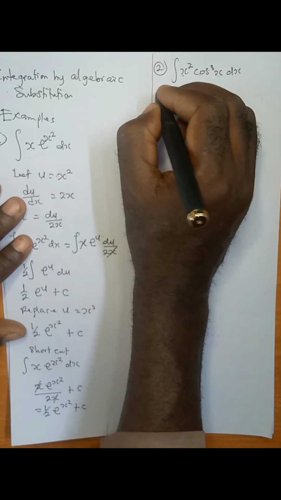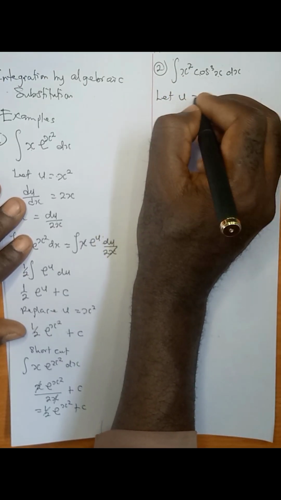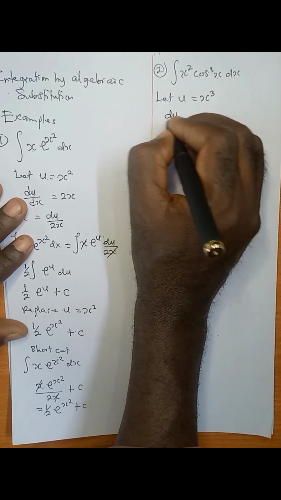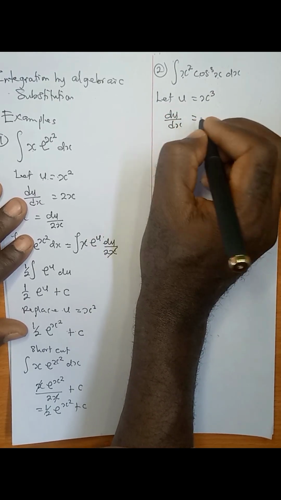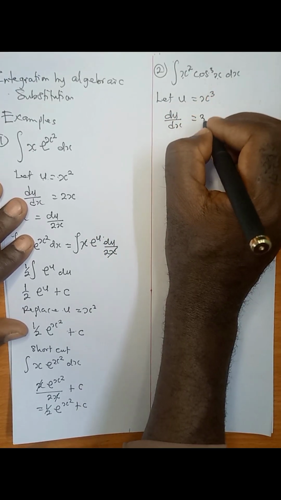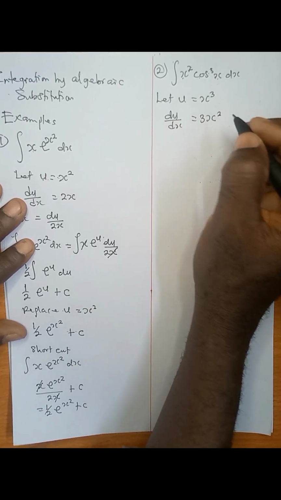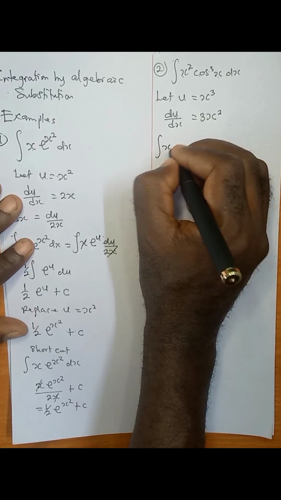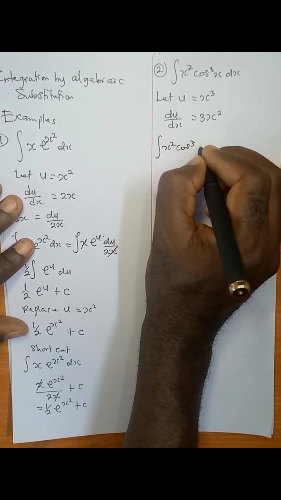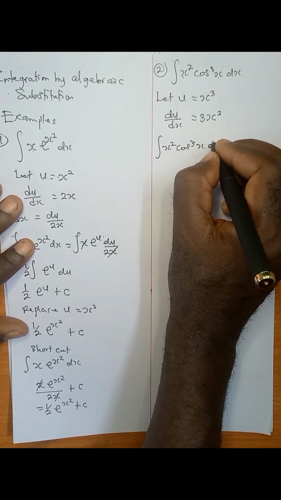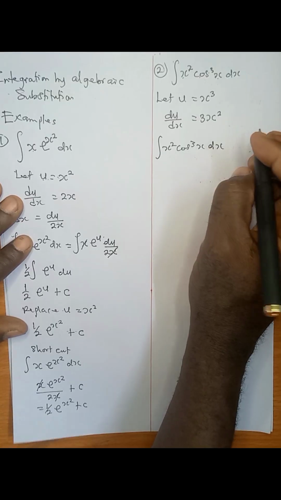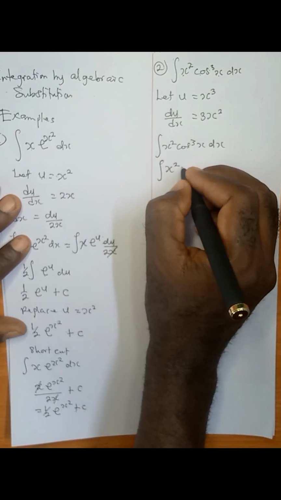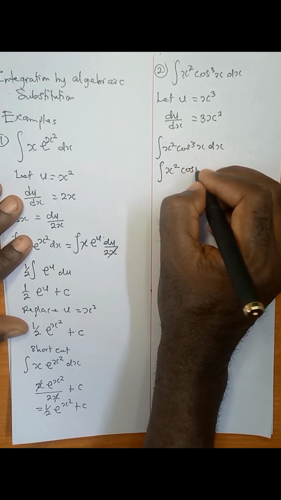For that, we say let u be equal to x raised to power 3. Then we differentiate u with respect to x, to be equal to 3, then we subtract 1 from the power. This is 3x raised to power 2. Then this integral of x squared cos cube x dx becomes the integral of x squared cos u.